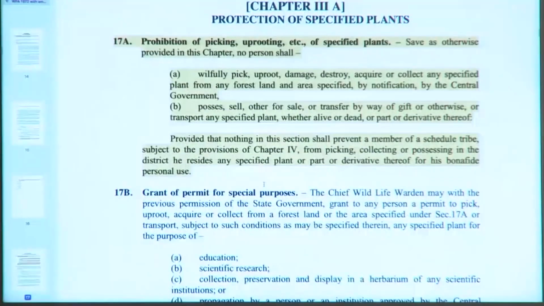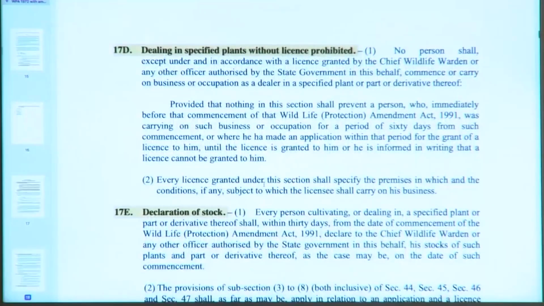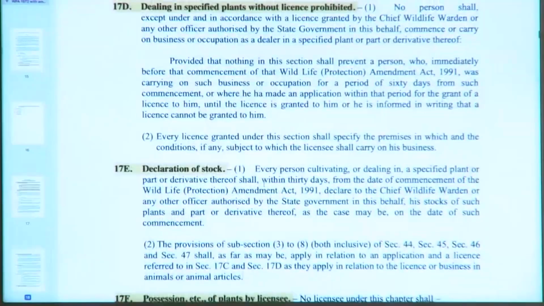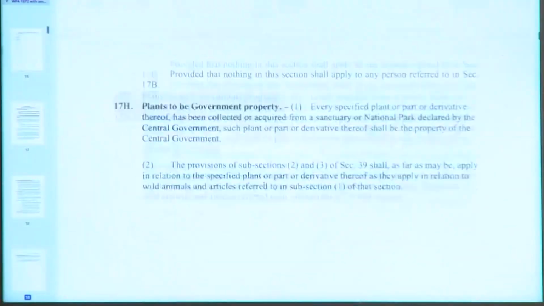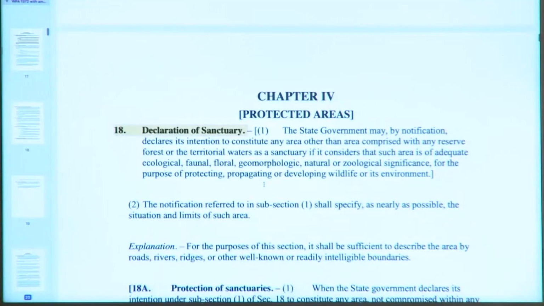Next, we looked at a prohibition of picking, uprooting, etc. of specified plants. So, the Wildlife Protection Act even protects the plants. Dealing in plants prohibited without license, declaration of stock, possession, purchase, plants to be government property. So, all these things are being regulated by the Wildlife Protection Act.